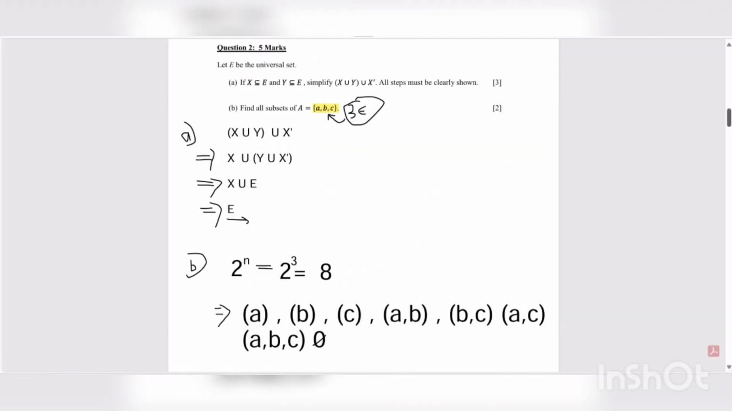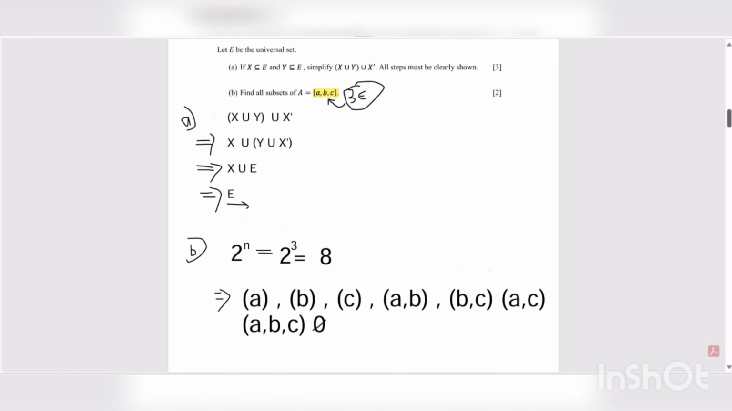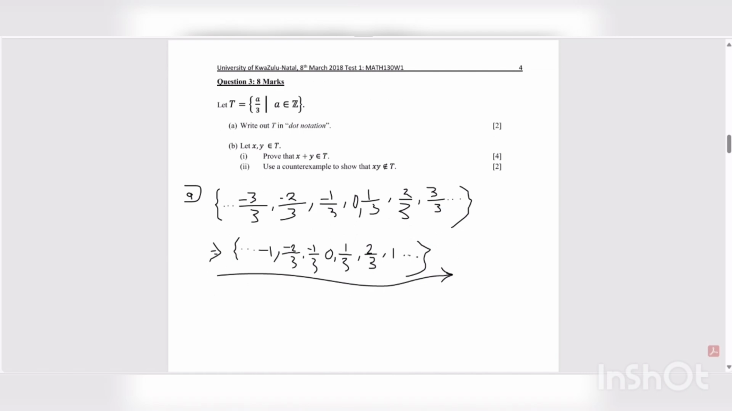So this is straightforward. This is how we work out our De Morgan's law, and then next, this is how we find our elements. Notice there's 3 elements, that's why we said 2 cubed. Next, for dot notation, this is how we do it, and then we're asked to prove all of this, okay, A and B.